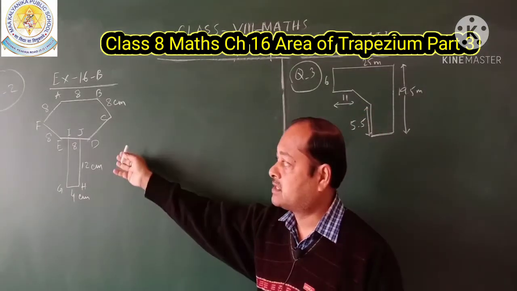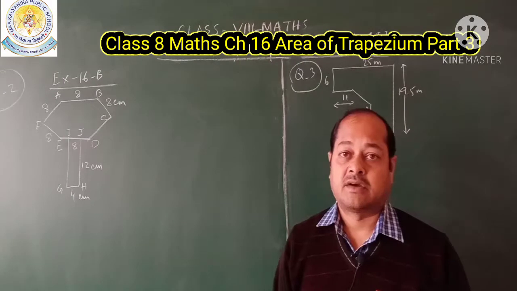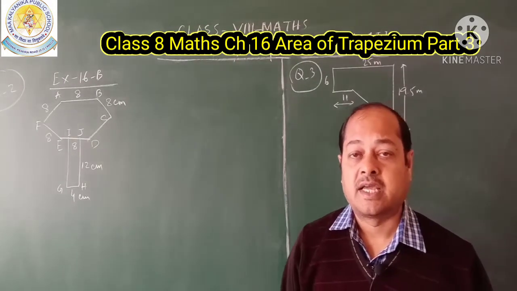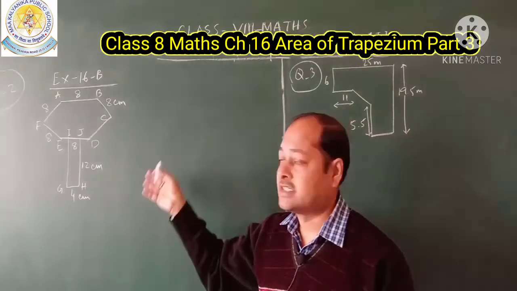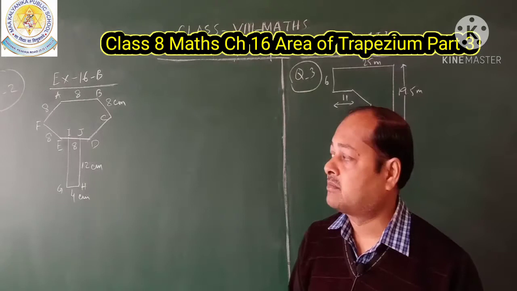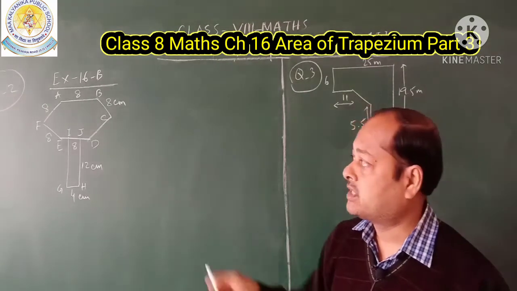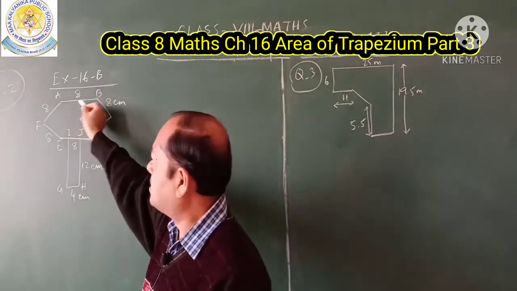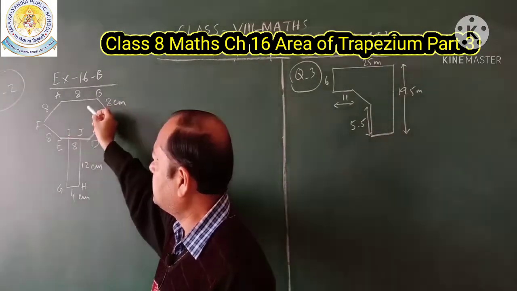Here one figure is given, that is a polygon. As already told, what is a polygon? Polygon means a closed figure having some line segments. So look at this figure. This polygon consists of an octagon present here.